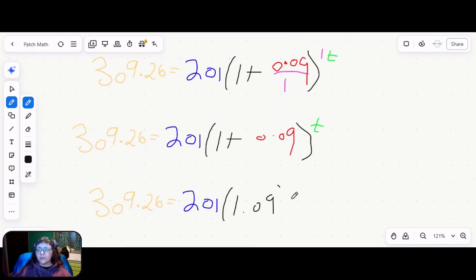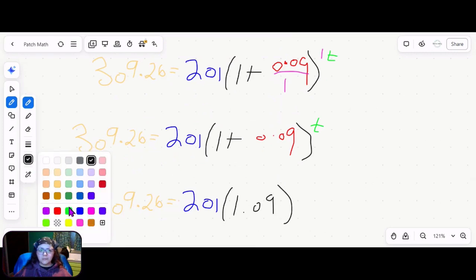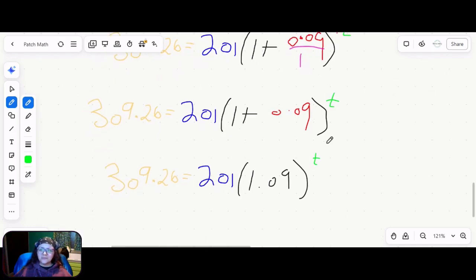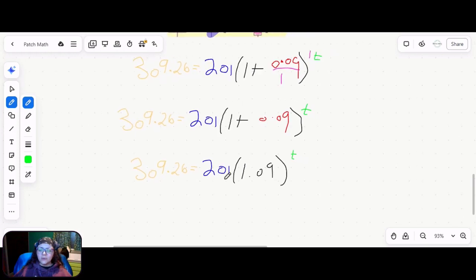One plus 0.09 is 1.09. And there we go. Order of operations says that parentheses and exponents have to be dealt with first before we can multiply. That means we cannot bring this 201 into the parentheses at any point.